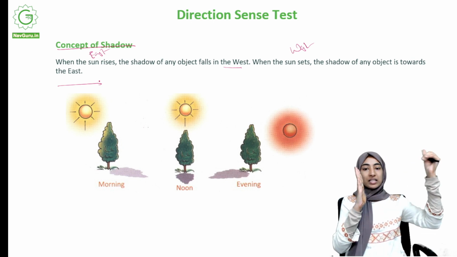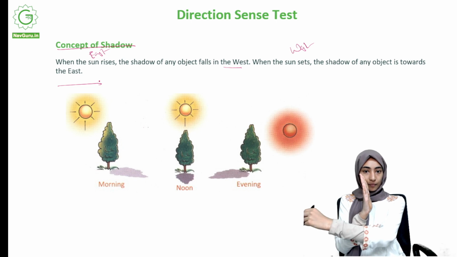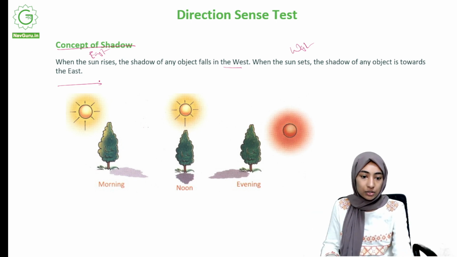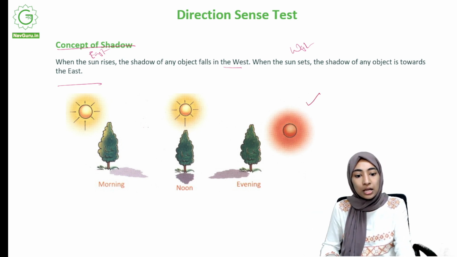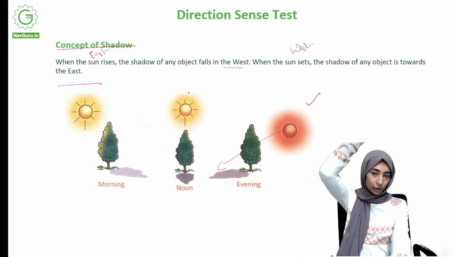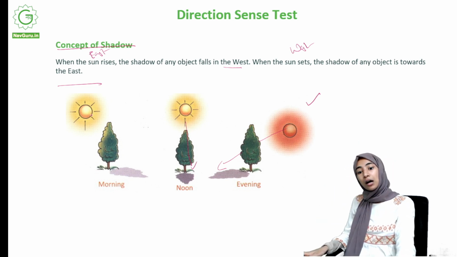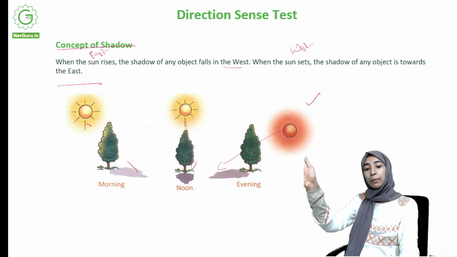So see, if the sun is here, the shadow will be here. Okay, like you can see here. So here the sun is in this position, the shadow is at the opposite. If the sun is in front of you, your shadow will be behind you. If the sun is in this direction, your shadow will be in this direction.